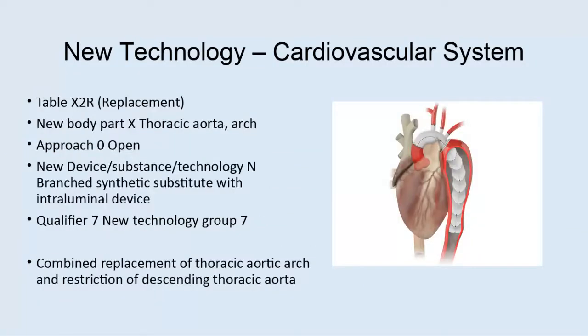So also in the cardiovascular system, we have a table X2R. A new body part value was added for a thoracic aorta arch. The device value is branched synthetic substitute with intraluminal device. Okay, so this combines the replacement of the thoracic aortic arch and restriction of the descending thoracic aorta. So it does both of them together. And it's branched like this.